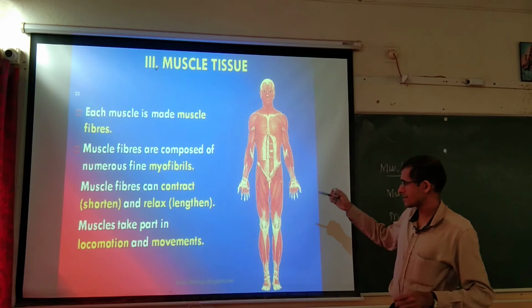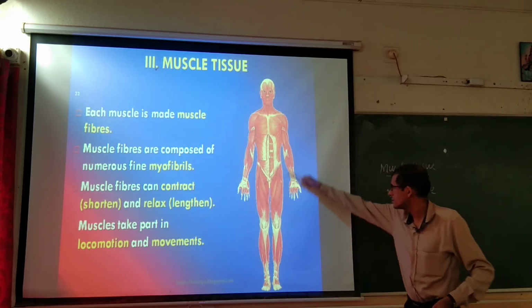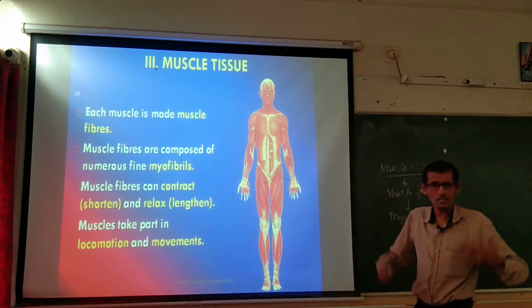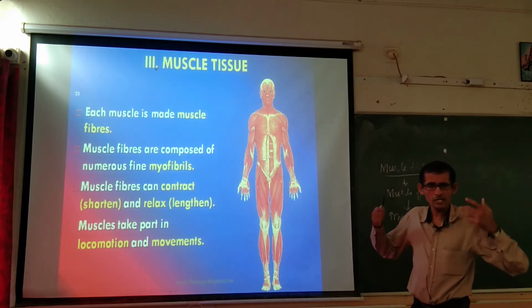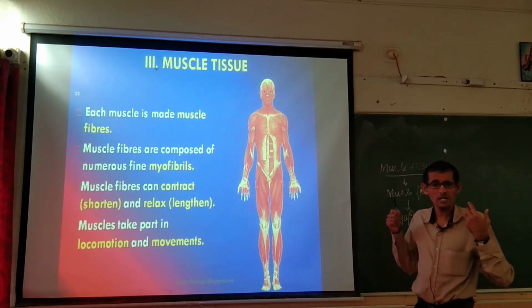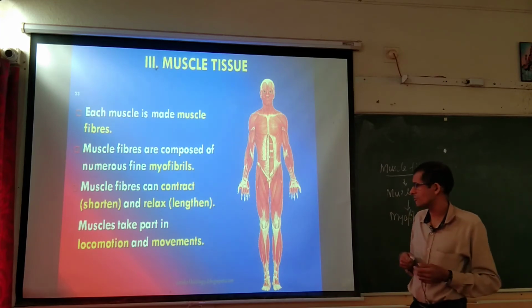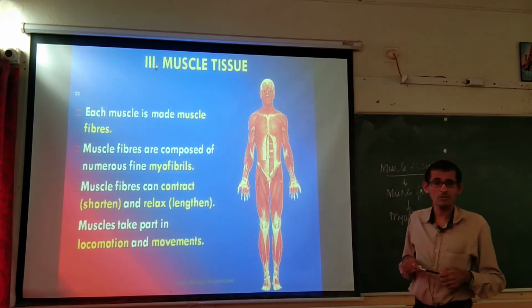So, muscles take part in locomotion and movement. Remember, these are the body muscles. The entire body has muscles, because otherwise we can't move. So, contraction, relaxation. My hand is going to show movement. That is, once again, because of the muscle contraction. Contraction will show the movement, and relaxation will give the original condition to that muscle.